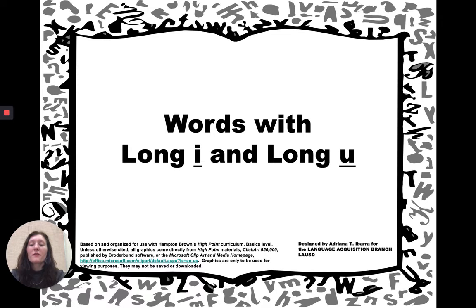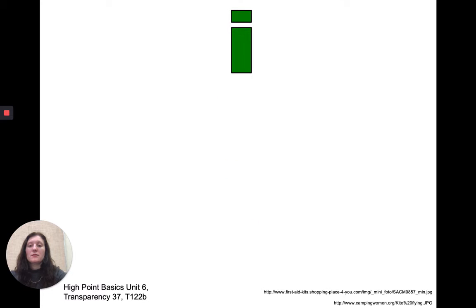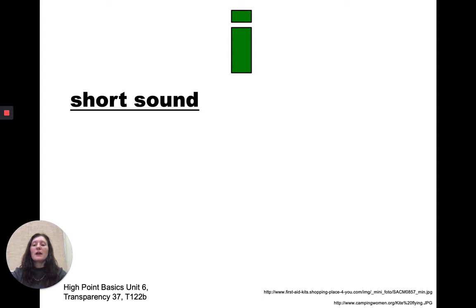So this week for language arts, we are going to be focusing on long and short vowels in words. And so today we're going to be focusing on words with the long I and the long U sound. All right, so first up is the letter I. So we're going to be looking at the short sound first, and then we're going to be looking at the long sound.